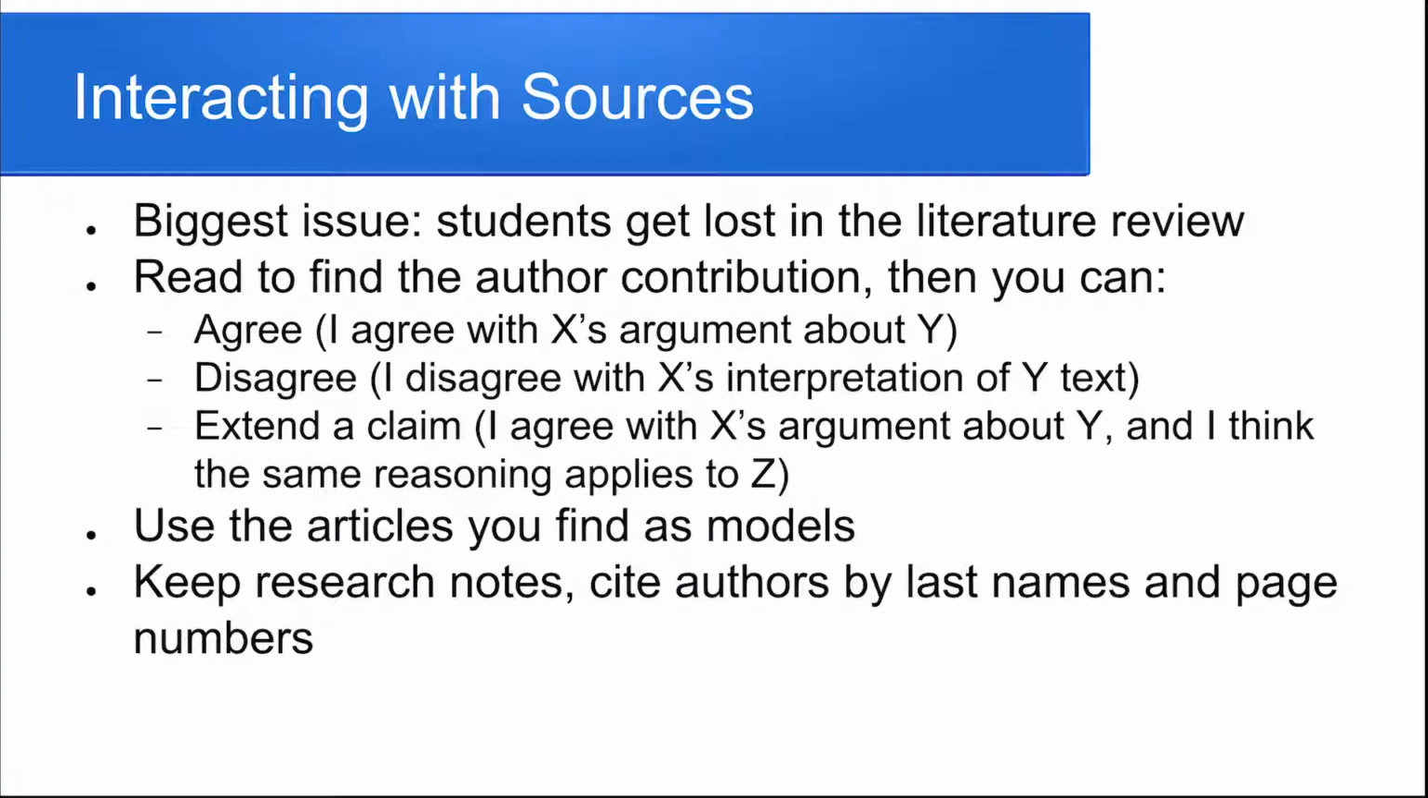Once you've read through and located that contribution, you can do a few different things with it in the space of your text. You can agree with the author's argument or experimental model, and it's really easy to do. We have the example here. I agree with this person's argument about this. You can do the same thing at agreeing, only in the negative, so you can disagree with someone's interpretation about a text. Or you can extend a claim. You might find one author's interpretation of a text applies equally well to another author's text. You can then extend that original author's argument and apply it to a new set of texts.